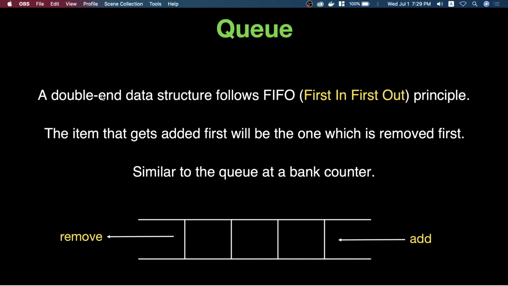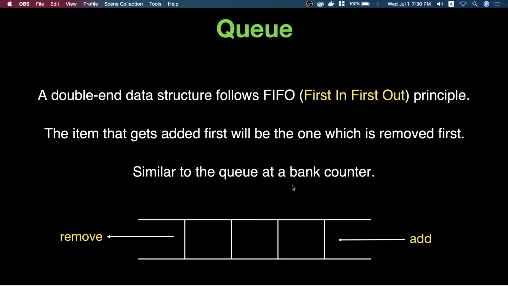Queues are first in, first out data structures that follow FIFO order. The first one to get inserted will be the first one to get removed. It is similar to a queue at a bank counter, and you can simulate that using a queue, because the first one to go to the cashier or the counter, or the first one to sit on the line, will be the first one that will get served, right?